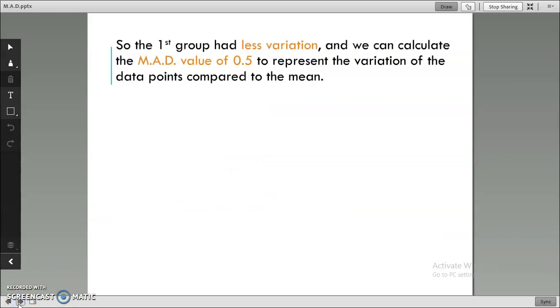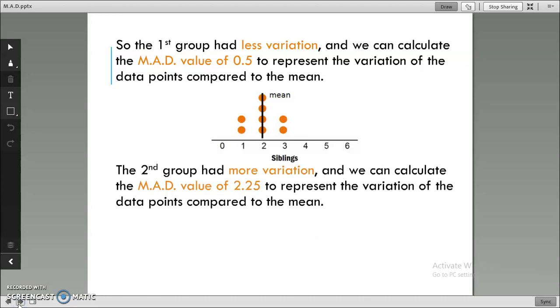So the first group had less variation, and we can calculate the mean absolute deviation of 0.5 to represent the variation of the data points compared to the mean. The second group had more variation, so we can calculate the mean absolute deviation of 2.25 to represent the variation.